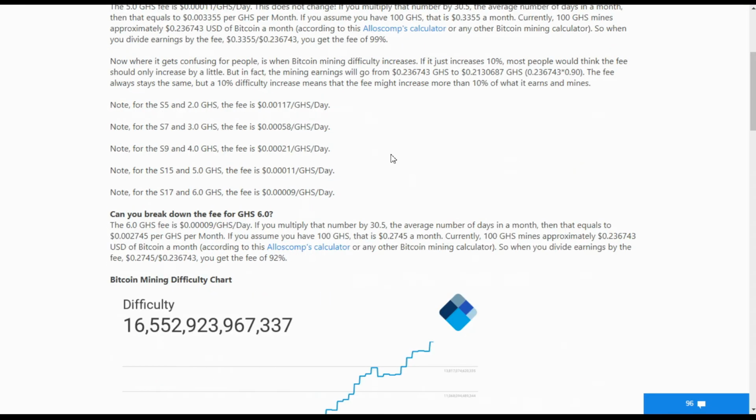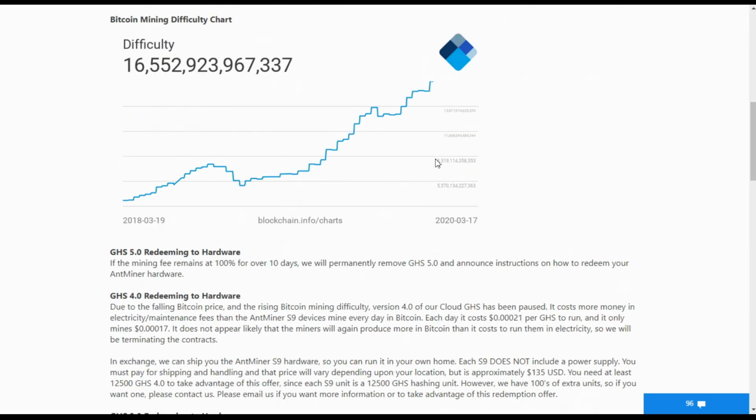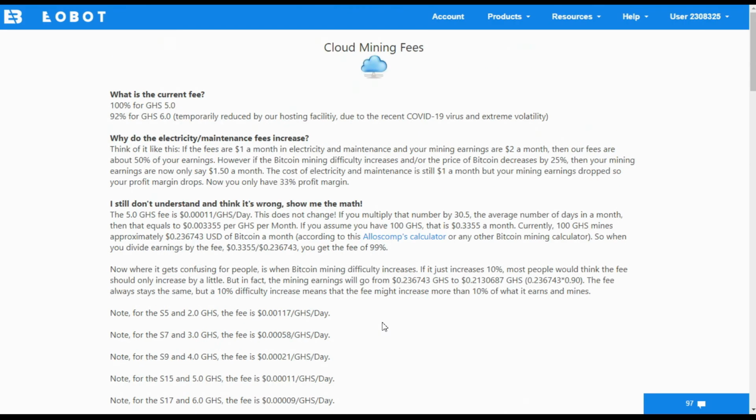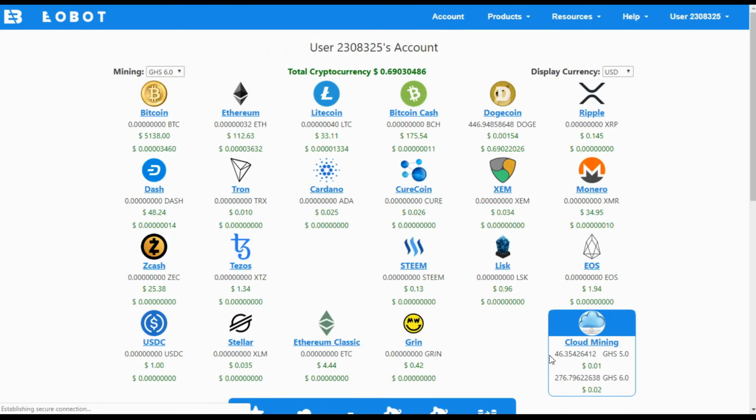But where is it? So if we go down here, yeah. What they're going to do is, if the mining fee remains at 100% over 10 days, they're going to remove 5.0, but they're going to announce instructions on how to redeem. I assume that when they say how to redeem your hardware, what they mean is how to make sure, if you have 5.0, that you don't lose too much of what you currently have in your account. I'm sure they'll do it in some way where they'll give you a percentage of that or something like that.